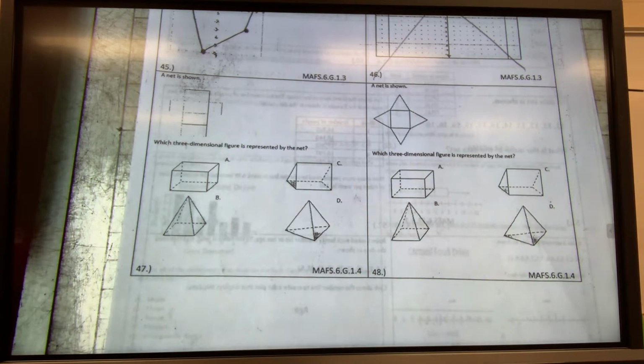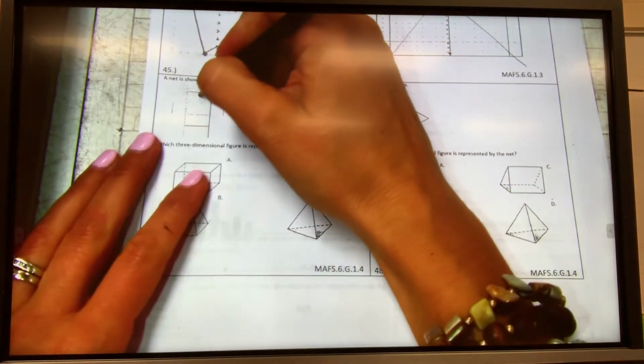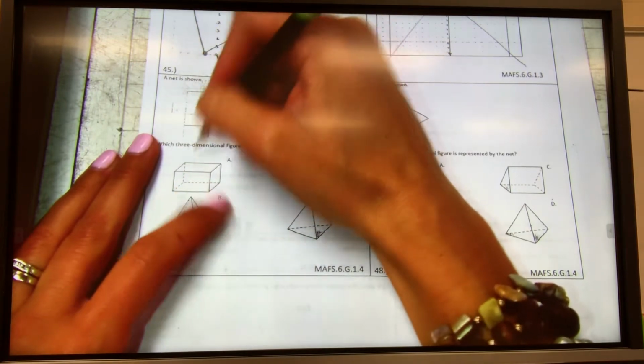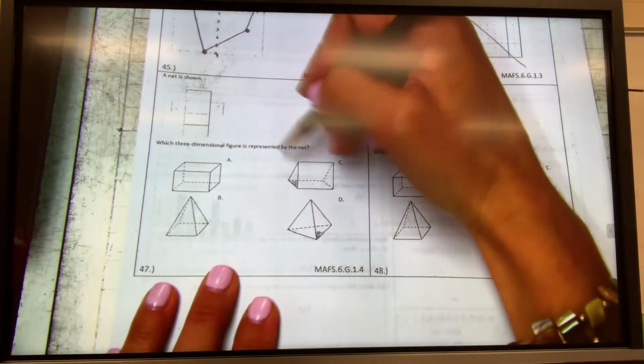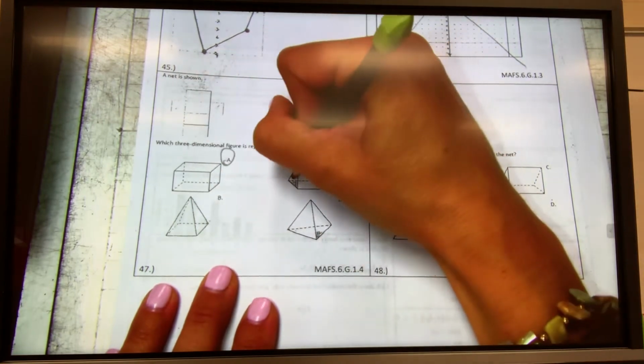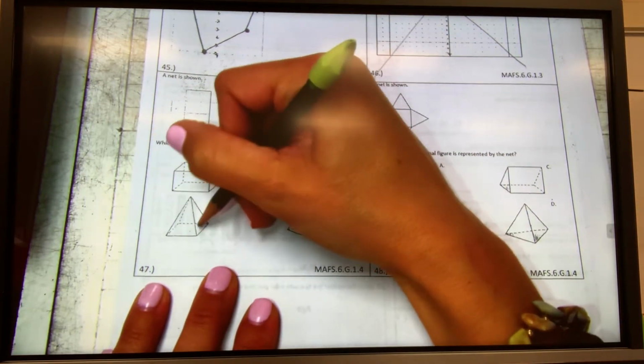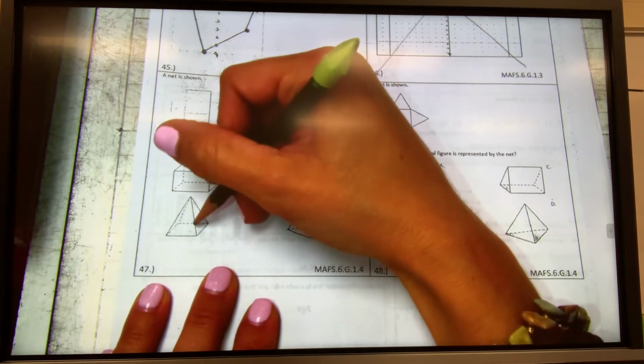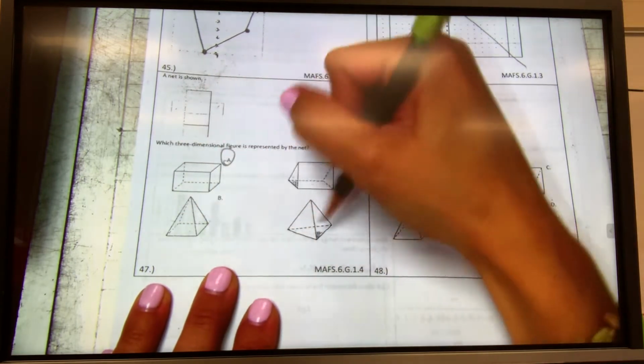Number 47 says, which three-dimensional figure is represented by the net? Notice that my net is all rectangles. The only shape on here that has all rectangles is A. B has rectangles and triangles. This has one rectangle, or maybe that's a square, I'm not real sure, and then triangles, and this has all triangles.